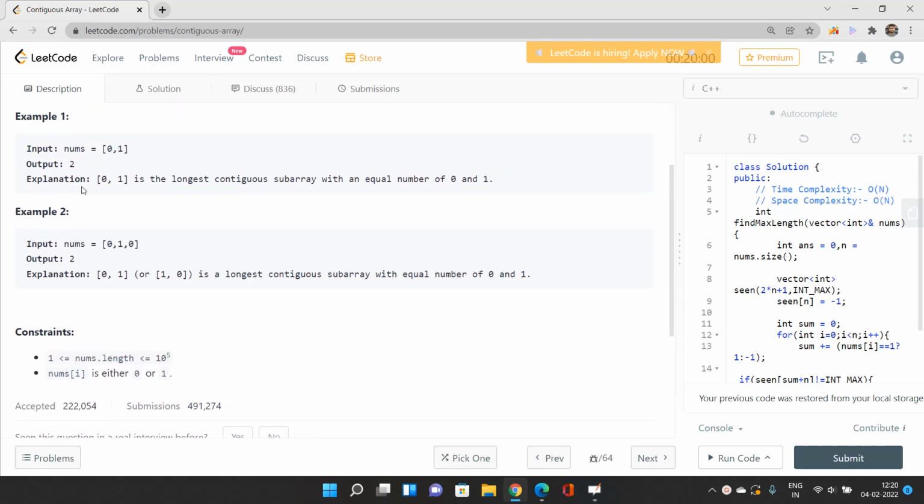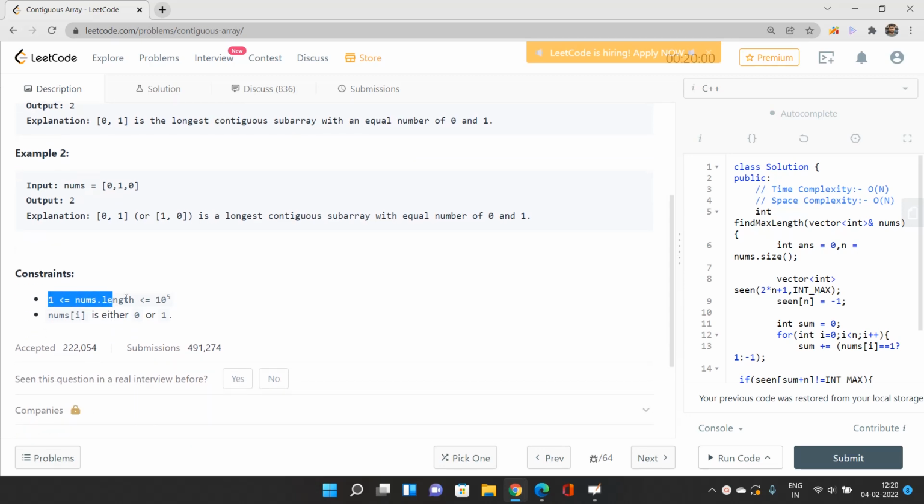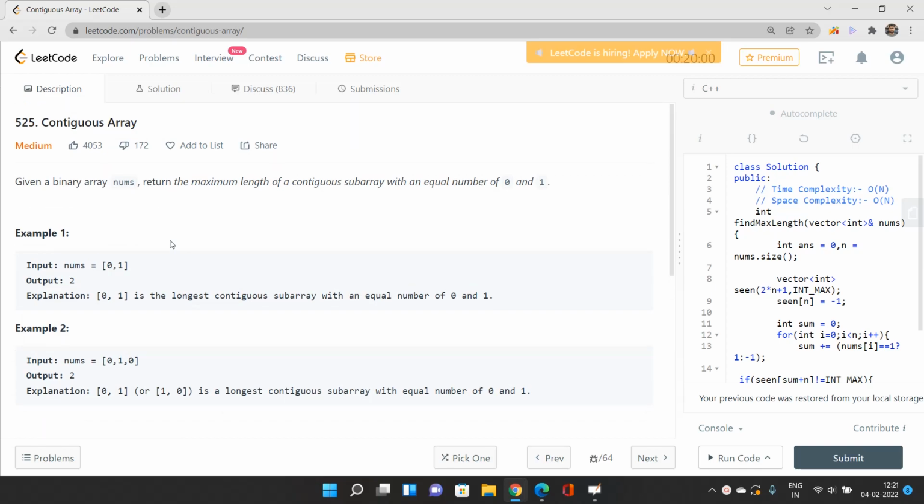There are some examples, and we will be discussing those also. For now, let's look over the constraints, which help us determine what type of solution this problem is going to demand. The maximum length of the array given to us is around 10 raised to the power 5. So obviously an O of n square solution is not going to pass. We would be considering either an O of n solution, that is a linear runtime, or an n log n type solution. Let's begin to understand this problem first.